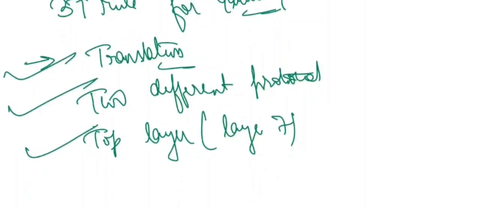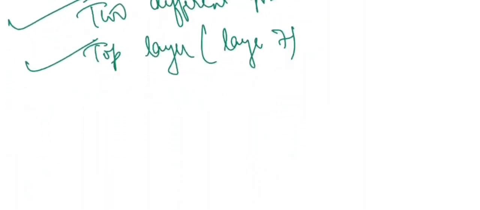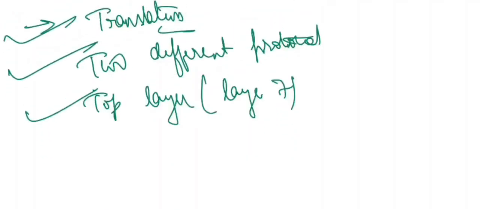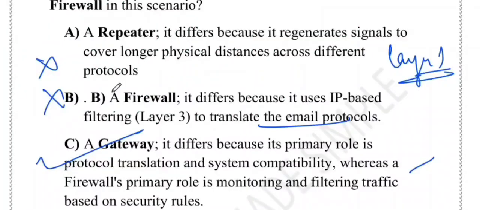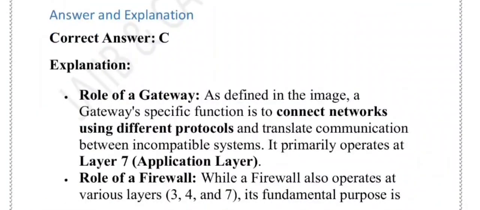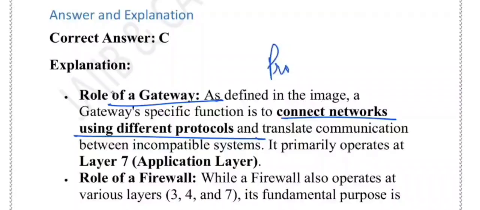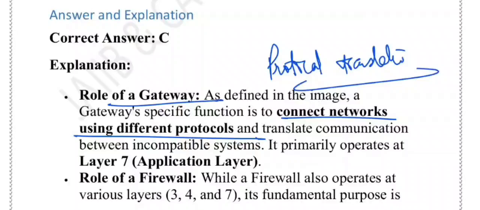So what we learned from the discussion is about the gateway. What does a gateway do? Gateway connects different protocol networks and translates. I told you they connect networks using different protocols, and their main job is protocol translation. This is the main job, and primarily they work at the application layer, or layer number 7.